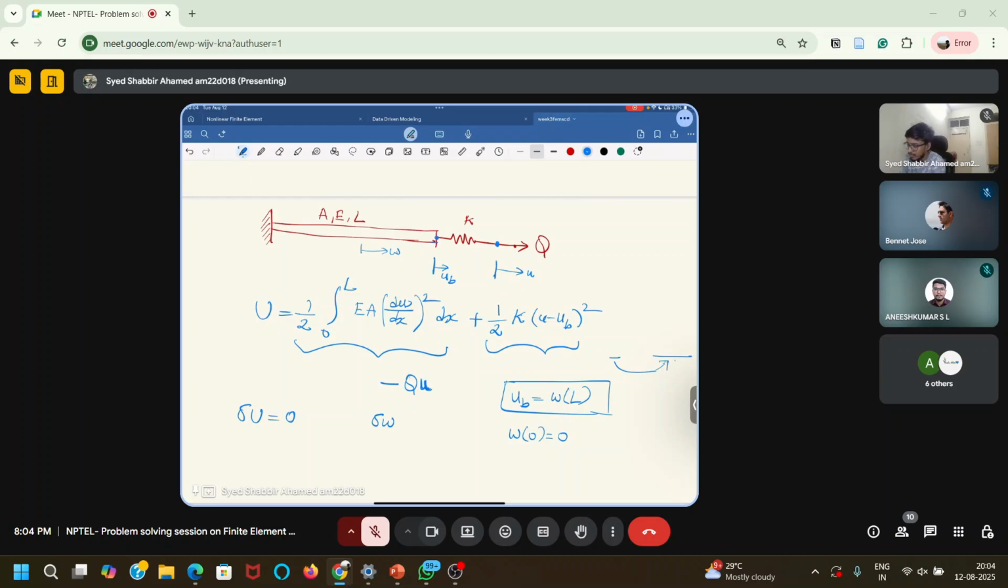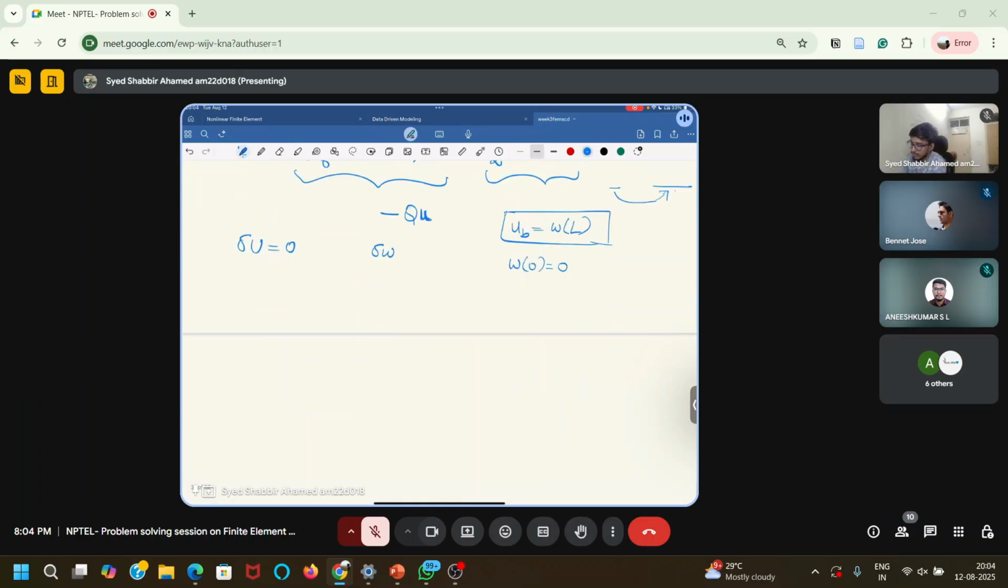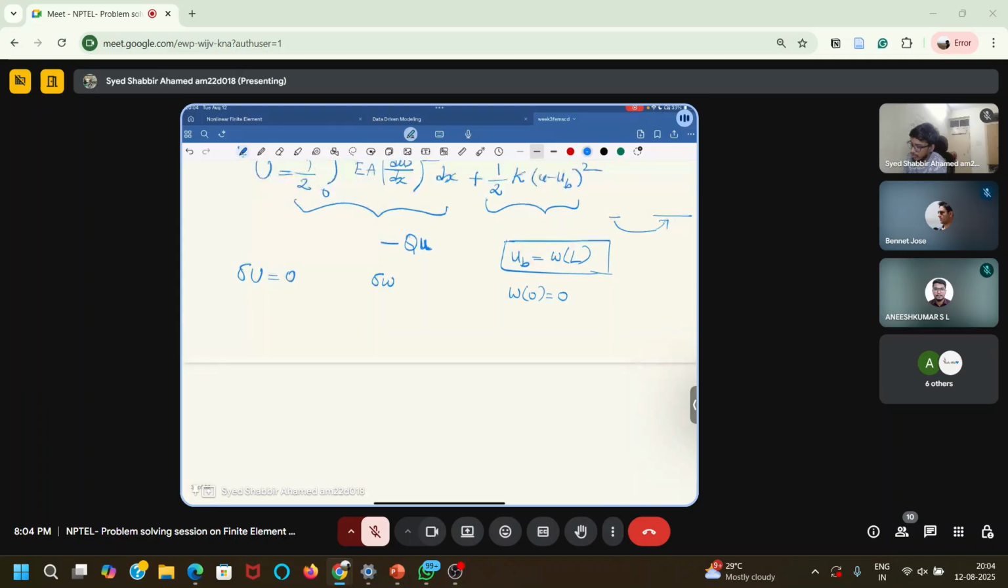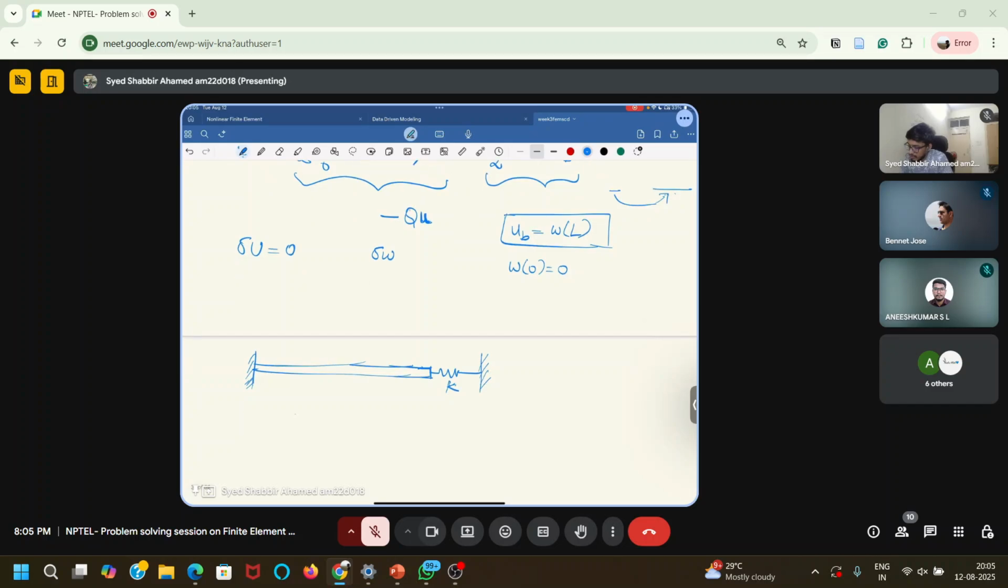We had also this problem, right? I think the first problem. So there is a spring acting here, and there is some force acting. Okay.